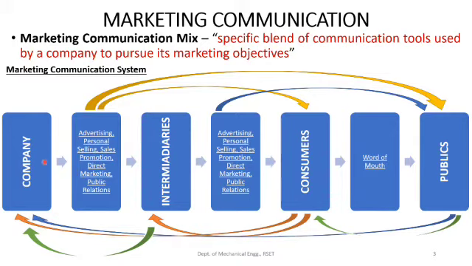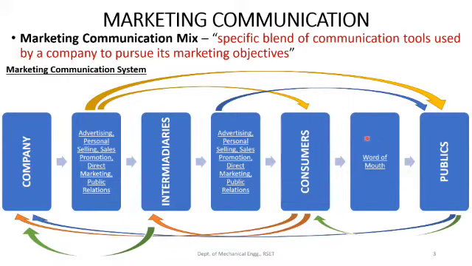So the information may be transferred from the company through its marketing communication mix to the intermediaries, to the consumers or the publics, and the intermediaries through their marketing communication mix transfer the information to the consumers or directly to the public. Now the consumers also communicate with the public. That's the fourth element in the marketing communication system. So the third element, that's the consumer, is also involved in communicating information to the fourth element, that's the public. And this direct communication is generally through word of mouth.